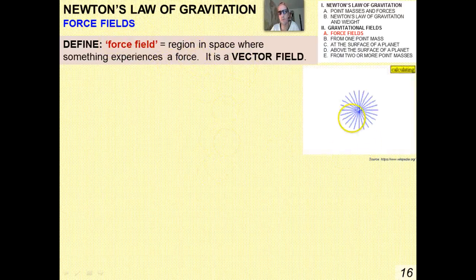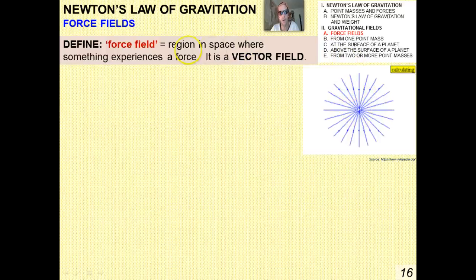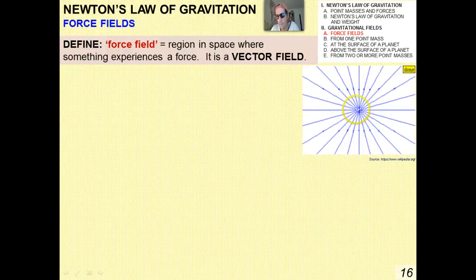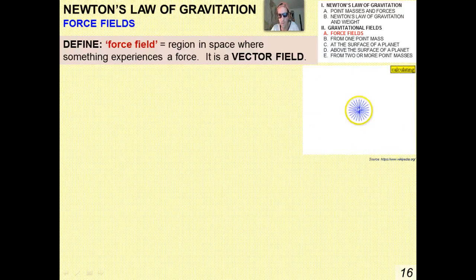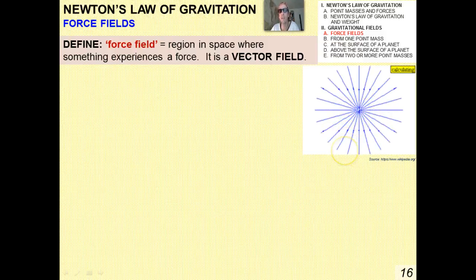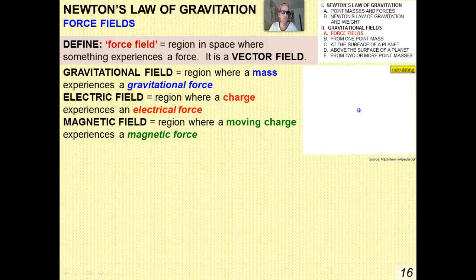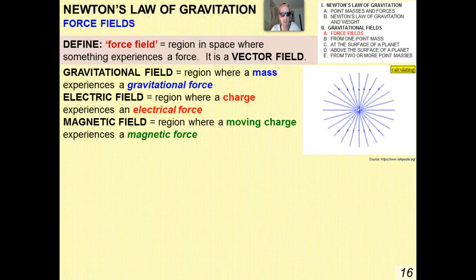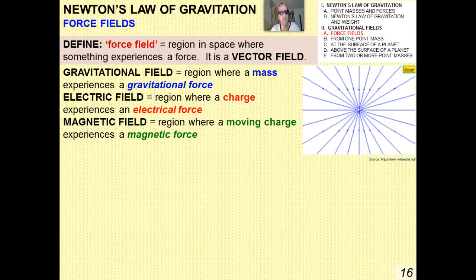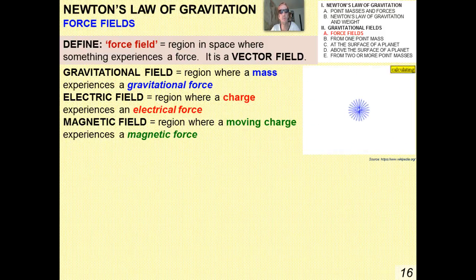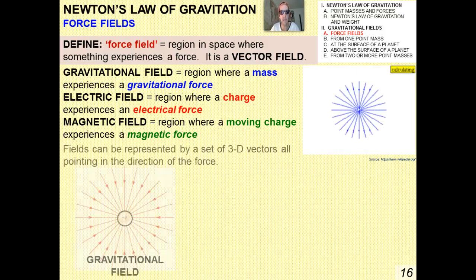It's a vector field. So in this case, I'm showing field lines going radially outwards away from this thing. We don't know what it is. It doesn't matter. But this shows a field emanating outwards. Now, in this particular class, we study three different kinds of fields. Gravitational fields: this is a region where a mass experiences a gravitational force. An electric field is a region where a charge experiences an electrical force, and a magnetic field is a region where a moving charge experiences a magnetic force.